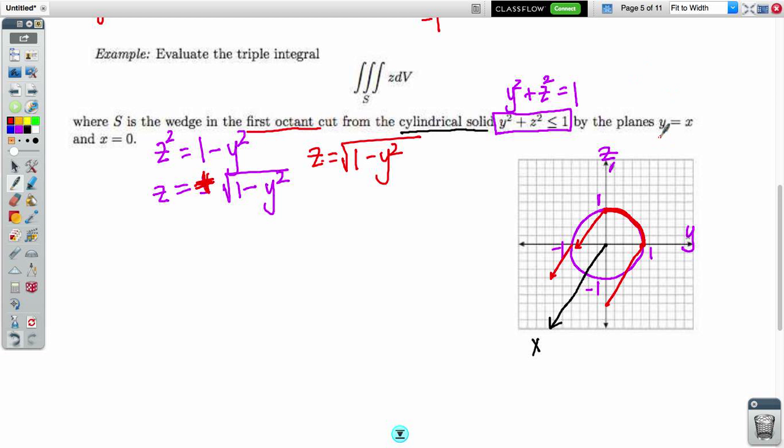Now it also says this is cut by the planes y equals x. Well, the xy plane is here, growing out of your paper toward you, but flat, defined by this axis and then this axis. So the line y equals x, or the plane y equals x, is extending out this way, which cuts this cylinder in a strange way. I mean, it cuts it kind of like that.